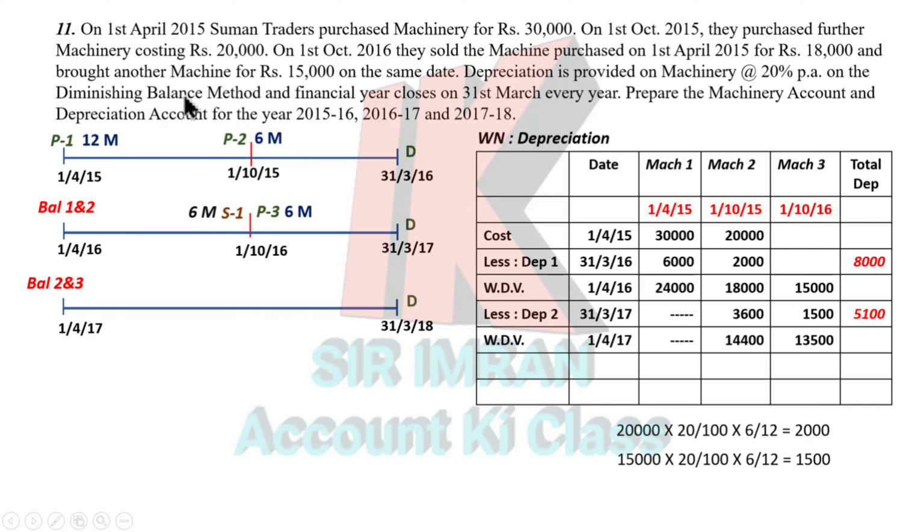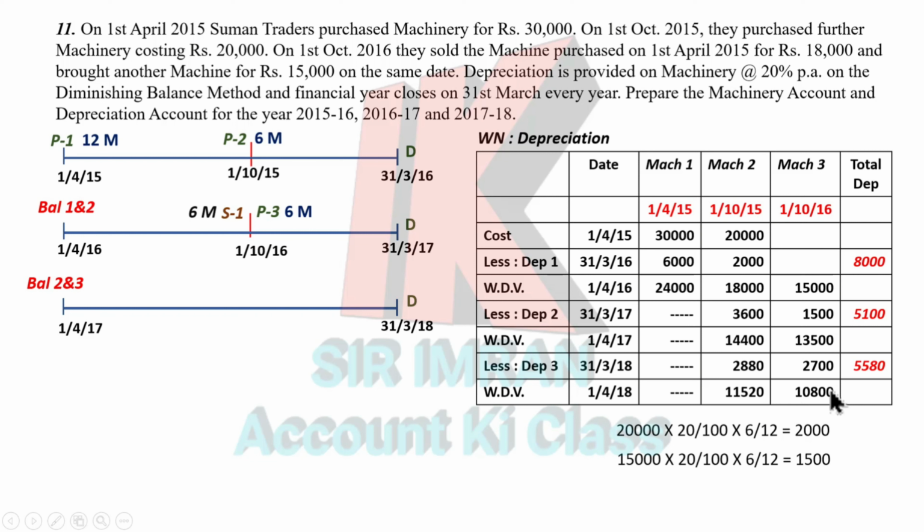If it is the SLM method, instead of diminishing, it will be written SLM method. Straight line method means the initial value, the cost value, the original value. We have to calculate depreciation always on the original value. So this is the difference between the straight line method and the WDV method. So we will now calculate depreciation on 14,400 and 13,500 on 31st March, 20%. Now total depreciation comes to 5,580, and just calculate the balancing figure for the fourth year: 11,520 and 10,800.